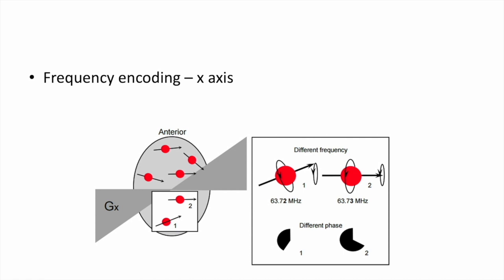The third gradient, which is the frequency encoding gradient, is then applied during the readout of the RF signal in the x-axis. This causes a subtle change in the frequency of precession of protons along the x-axis, thereby differentiating columns of tissue from right to left.